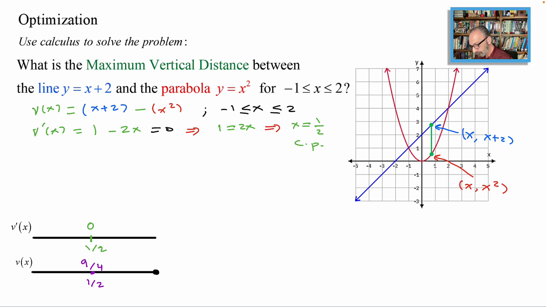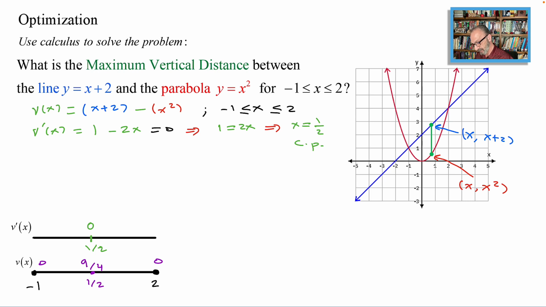The endpoints also, since we are looking at v of x, that's -1 and 2. The values are 0 and 0. Just looking back one more time at v of x, if you plug in -1, you end up with 0, and you plug in 2, you get 0.